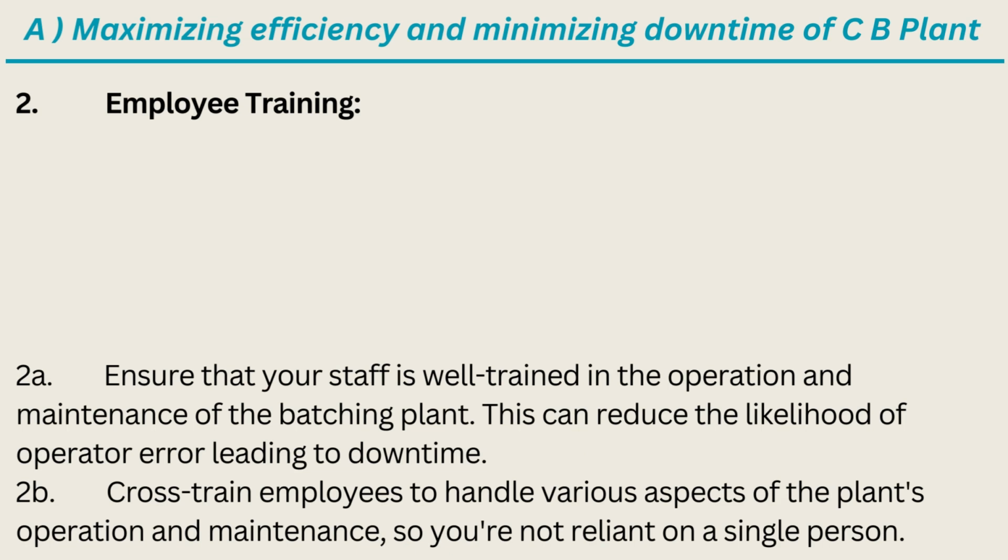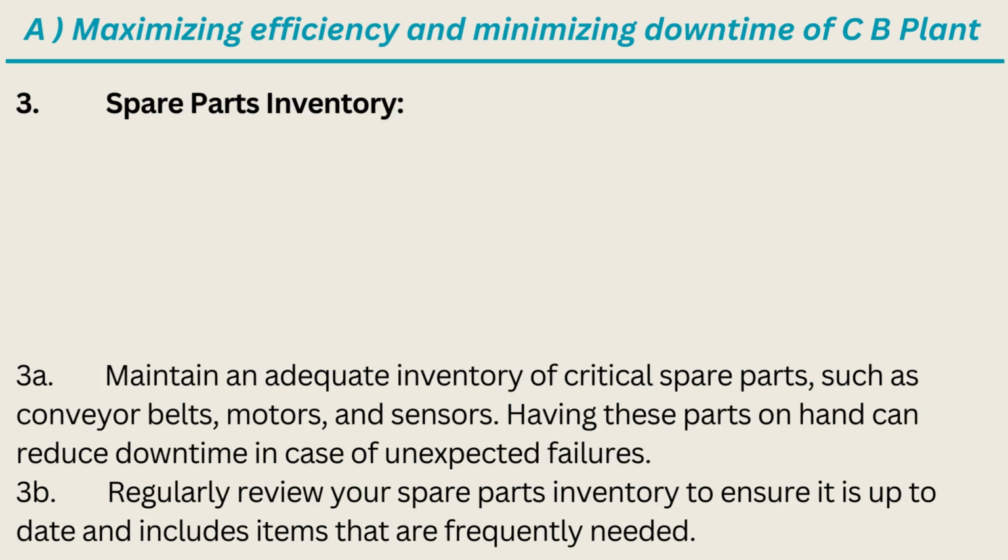2. Employee training. 2A. Ensure that your staff is well trained in the operation and maintenance of the batching plant. This can reduce the likelihood of operator error leading to downtime. 2B. Cross-train employees to handle various aspects of the plant's operation and maintenance, so you're not reliant on a single person.